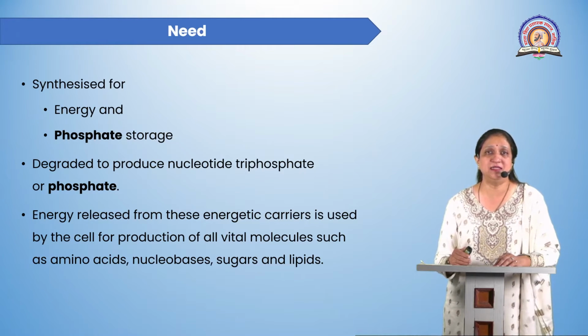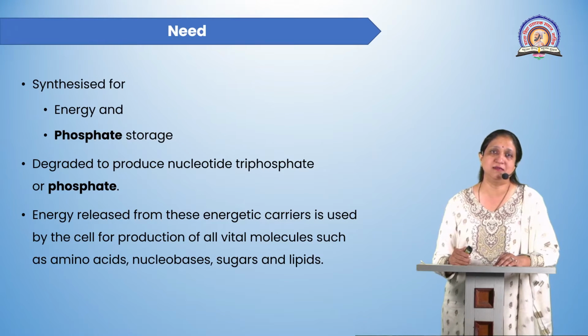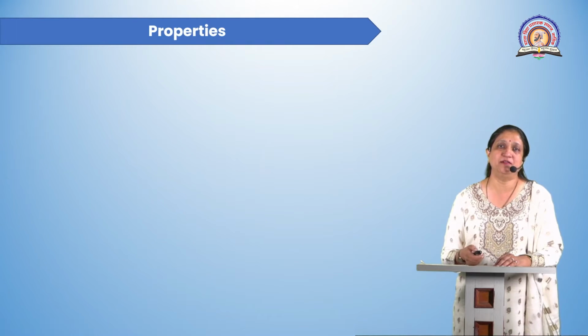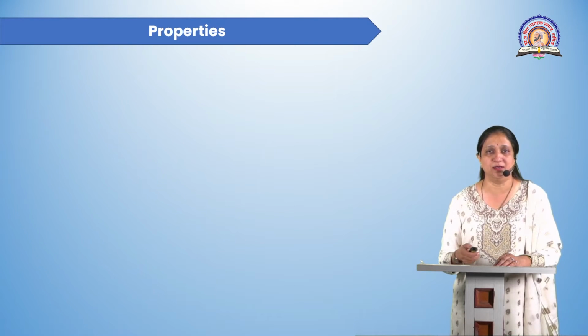Because any synthesis process that occurs in the cell requires energy, and this energy is utilized in the form of ATP. And ATP can be produced from the polyphosphate granules when the polyphosphate granules are broken down or degraded.